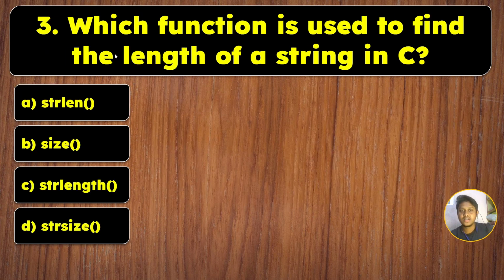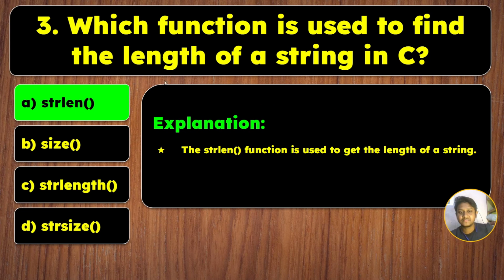So our third question is which function is used to find the length of a string in C? It is talking about length of a string. So our first option is strlen function, second is size function, third is strlength function, and option D says strsize function. So here the correct answer will be strlen function. As you can see, the strlen function is used to get the length of a string. So in order to get the length of a string, you have to use strlen function.